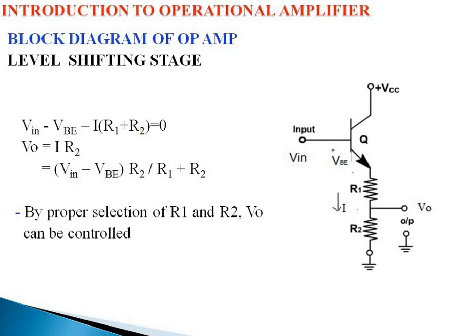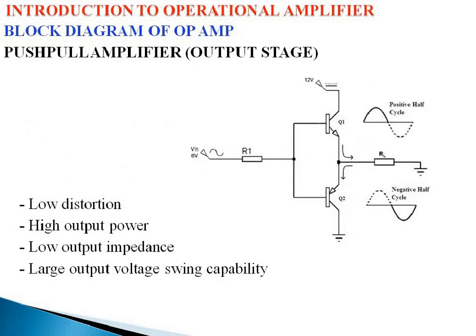So here we can see that V0 is equal to Vin minus VBE. From that itself it is clear that output voltage will be shifted down. And to what level it has to be shifted is decided by the values of R1 and R2. So by proper selection of R1 and R2, V0 can be controlled. So the level shifting stage is to remove the DC components of the amplified output of the differential amplifier. It will be shifted to some level up from the ground, so that has to be brought back to the ground level. That is done by this level shifting stage.